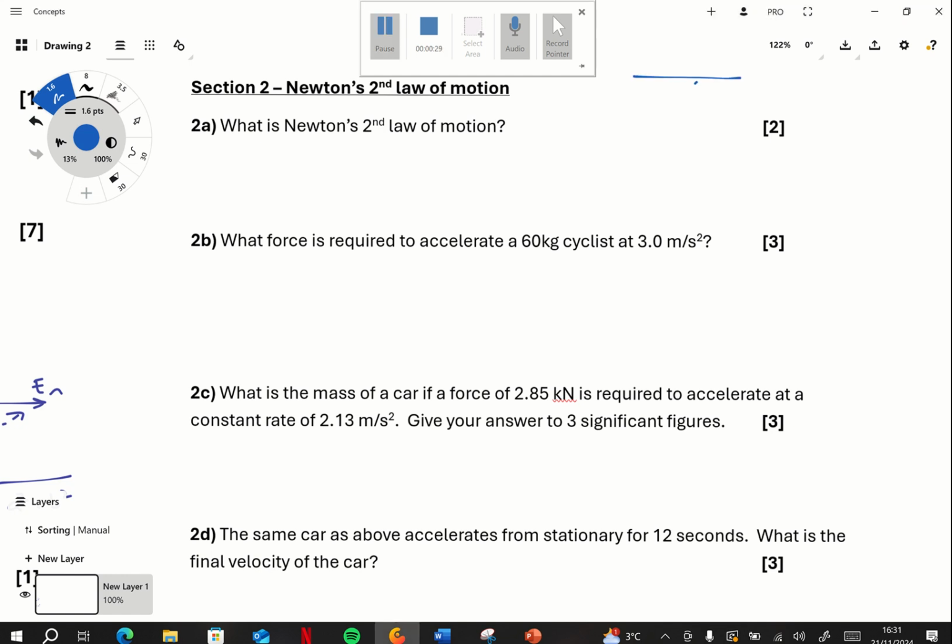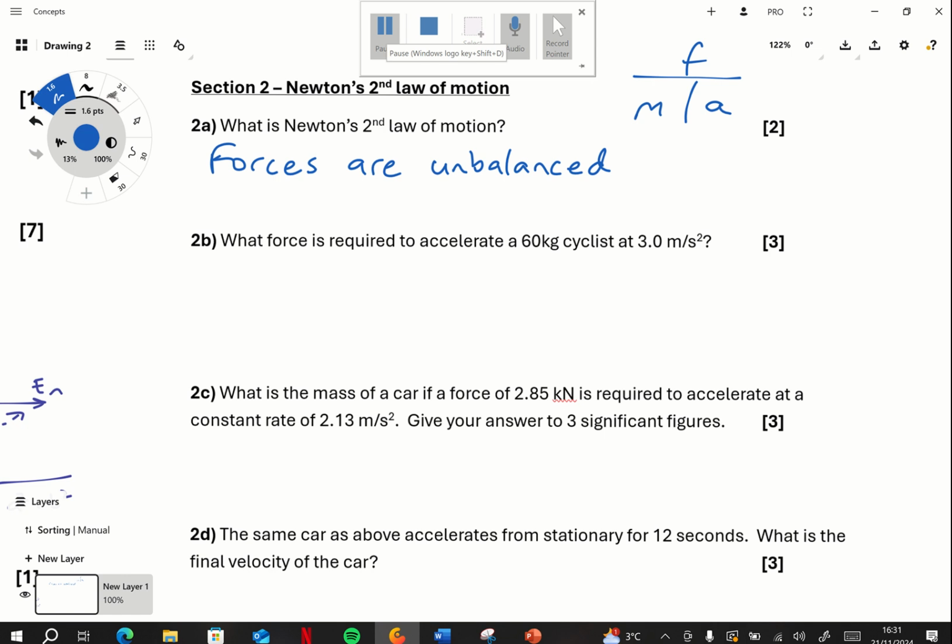The second one is just make sure you're happy with your "my fat auntie" triangle. That'll just take you all the way through all of these, really. So what is Newton's second law of motion? Well, when the forces are unbalanced, another way of saying that is I have a non-zero resultant force. So if it was a positive, moving forwards, negative, moving backwards.